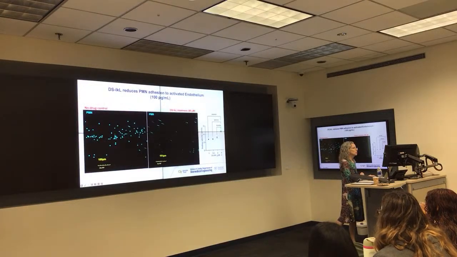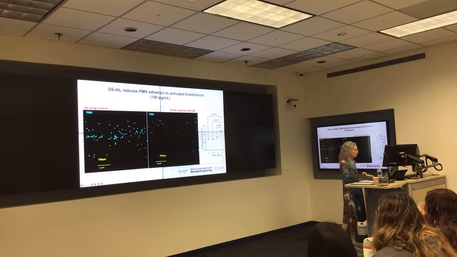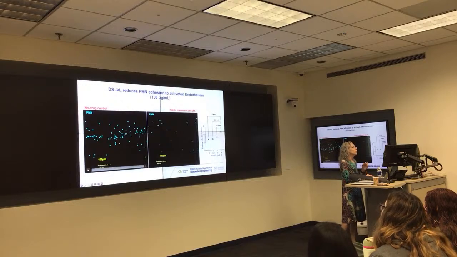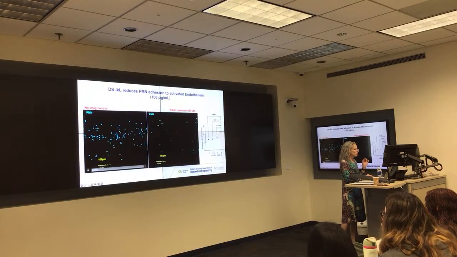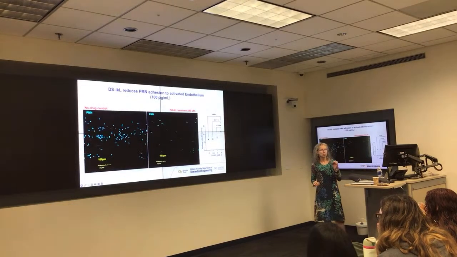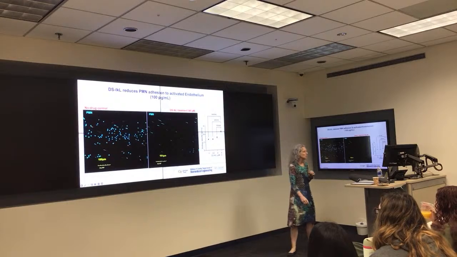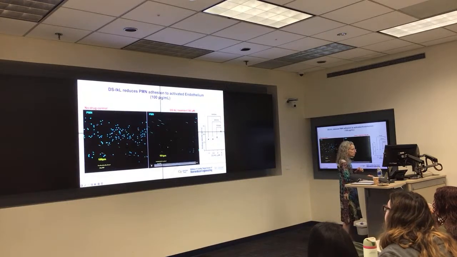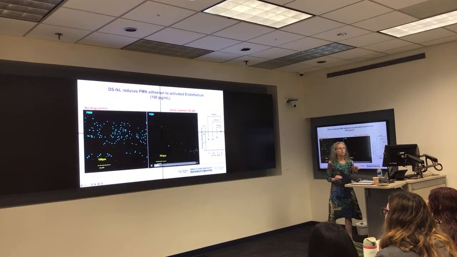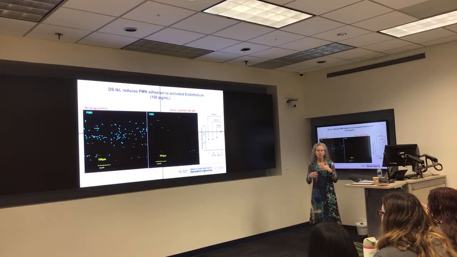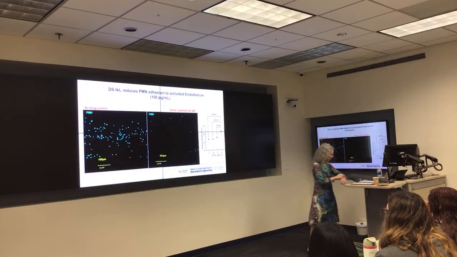And just to show you what this looks like, when we don't treat with our molecule, but we inflame the endothelium, you see the neutrophils are moving very slowly across the surface. If we do treat with our molecule, the neutrophils move pretty quickly across the surface, right? So they are not binding to the endothelium.